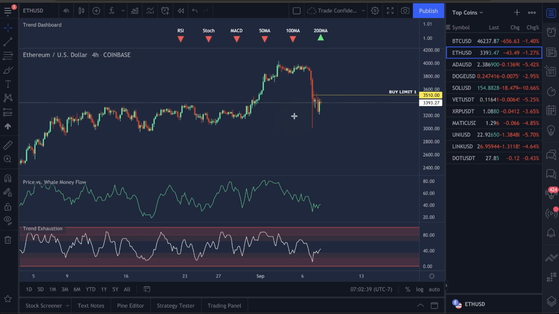You guys did very well. Everybody hit that target here. If you did not sell out, you guys did very well. So congratulations there. But we are currently in a long trade right now.